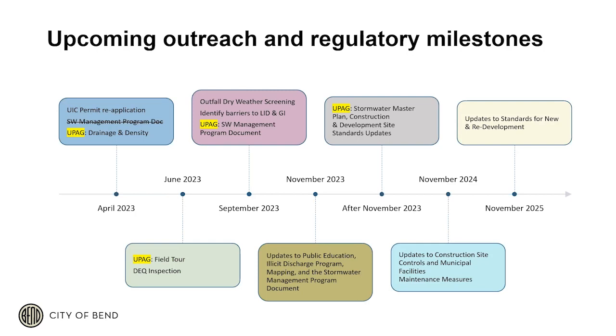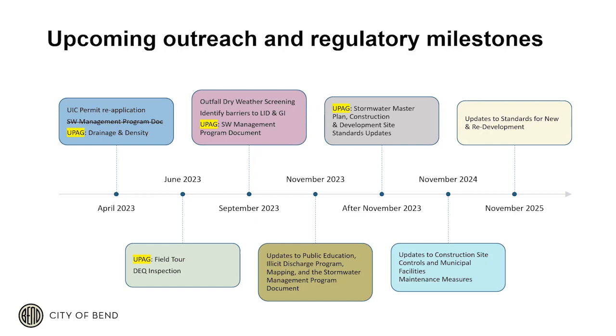So coming up in April, we have the permit reapplication, which I mentioned, and then we have the crossed out stormwater management program document because that's now being submitted in November. Next month, we're also going to be focusing more on drainage and density discussions for stormwater, so we'll be looking for your input on that. And then in June, we have the UPAG field tour coming up that hopefully everyone can attend, and tentatively an inspection by DEQ for our stormwater program.